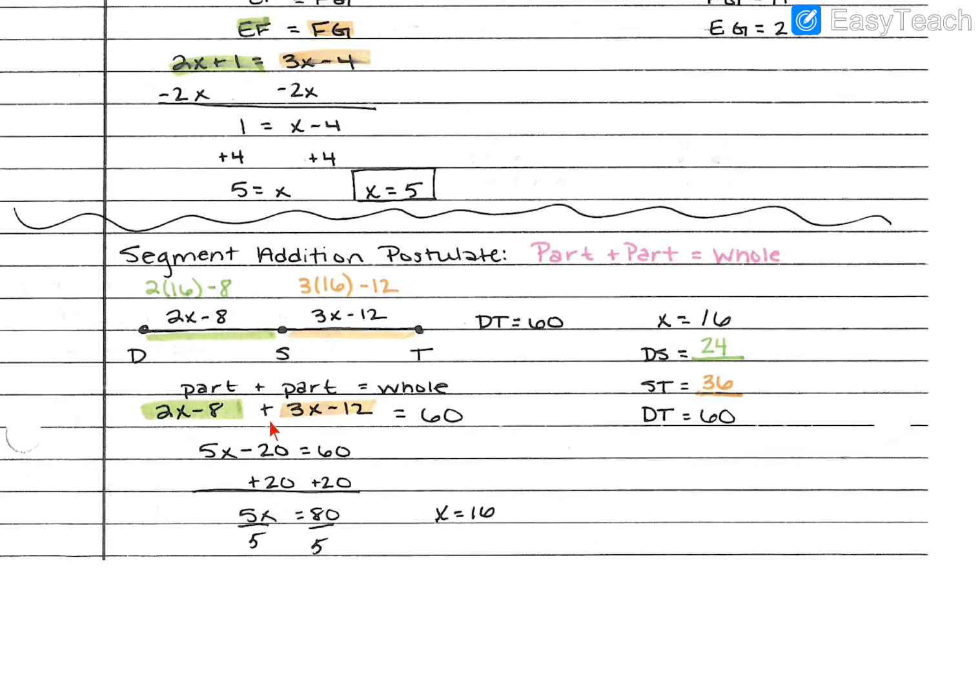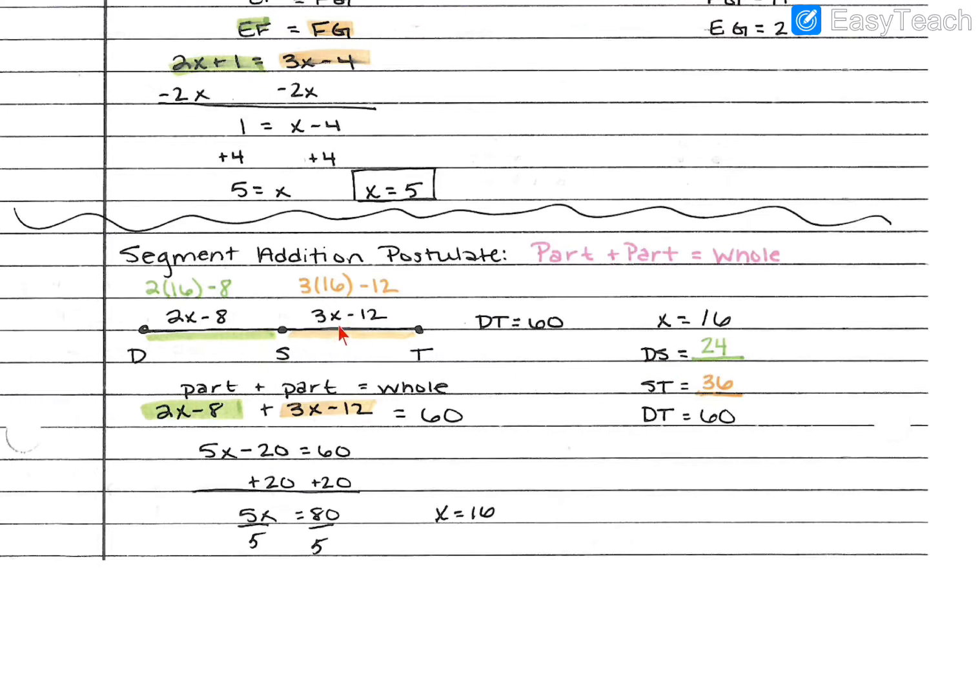All right. And here all you're doing is combining like terms. 2x and 3x is 5x. Negative 8 and negative 12 is negative 20. So we have 5x minus 20 equals 60. Add the 20 to both sides. We're going to have 5x equals 80. Divide both sides by 5. We get x is 16. Now, they probably wanted more information than just x is 16. So you probably will have to plug in 16 for x here. 2 times 16 is 32. 32 minus 8, we're going to get 24 for DS.